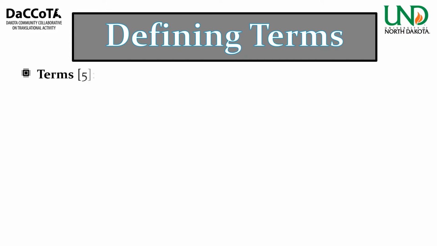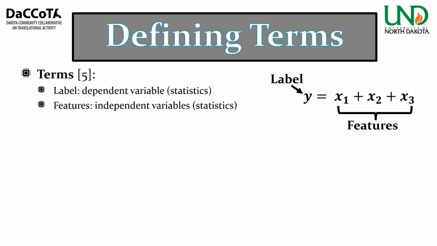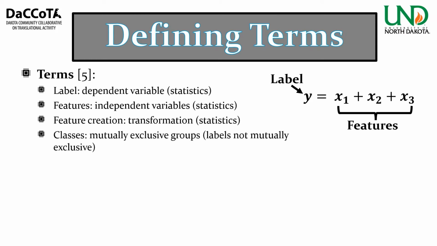On to terms. Let me translate some common terms used in machine learning to their standard statistical nomenclature. So we have labels, which is the dependent variable in statistics. And then a feature will be the independent variables. So if you have your equation like this, y, and you're trying to predict y with a series of x's, this will be the label, where these will be the features. Terms like feature creation is another way to say transformation in normal statistics. And then classes are mutually exclusive groups, whereas labels are not mutually exclusive.